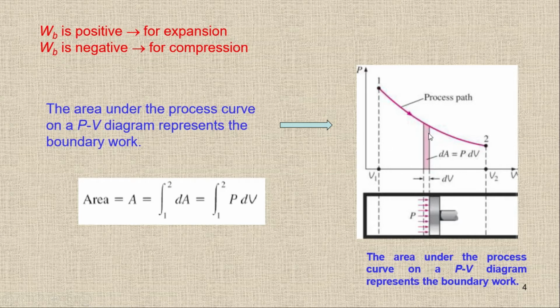I'm just going to take a strip here which is dA, and this will be equal to P times the delta V. So if I have to get the whole area, then I have to integrate this dA. If I integrate this dA, I'll get the integral from 1 to 2 of P dV, and this is basically the moving boundary work. So area on a PV diagram will be equal to boundary work.